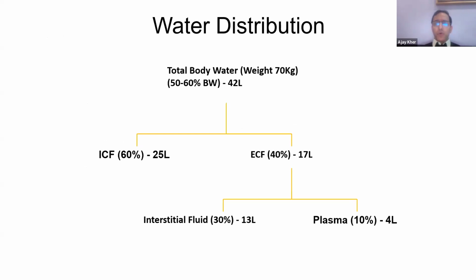So this is something which everyone knows. Total body water is about 50 to 60% of your weight. So if you're 70 kg, 42 liters will be total body water, 60% intracellular, 40% extracellular. And out of the extracellular, two-thirds is in the interstitial fluid and one-third is in the plasma. So that's kind of the standard distribution.